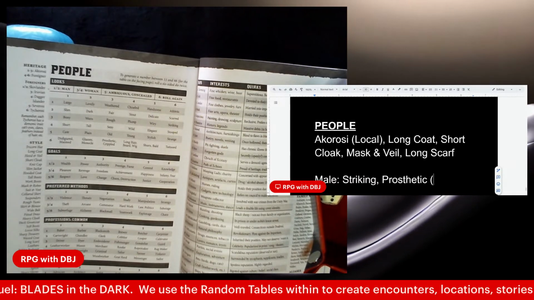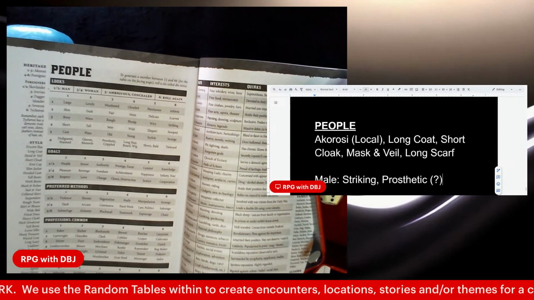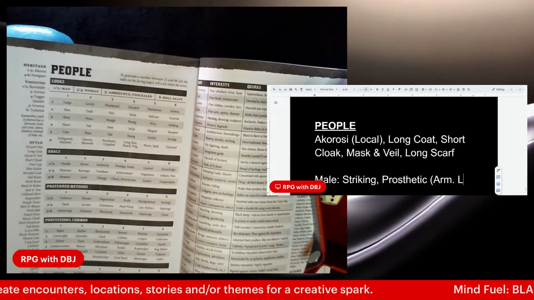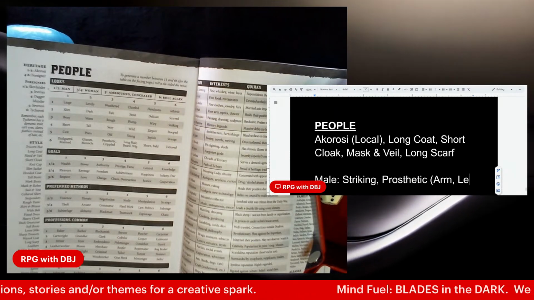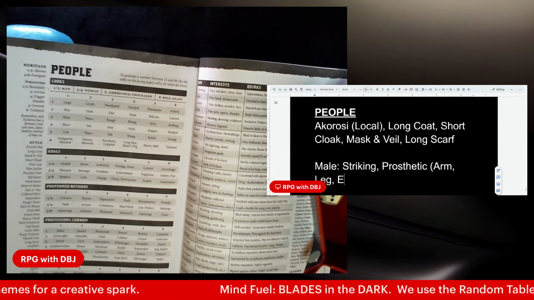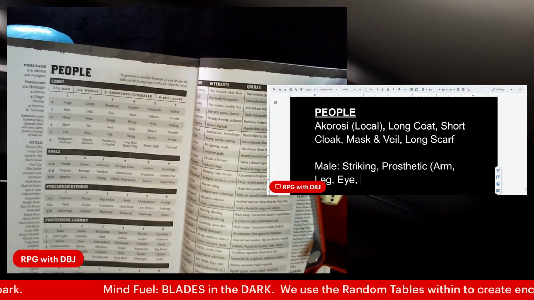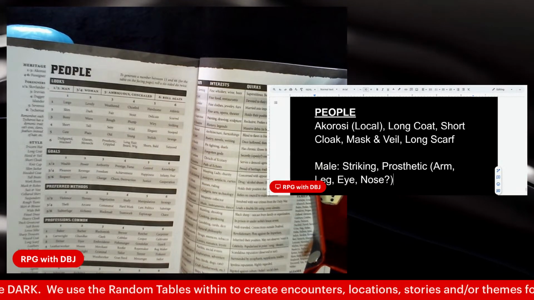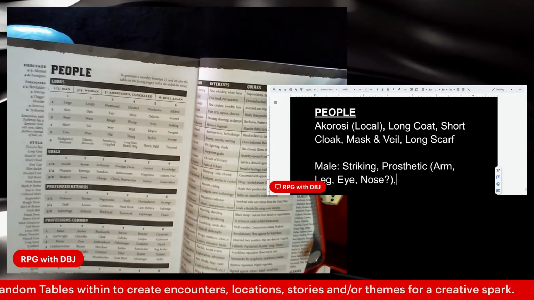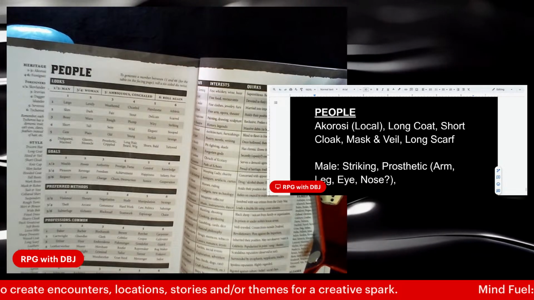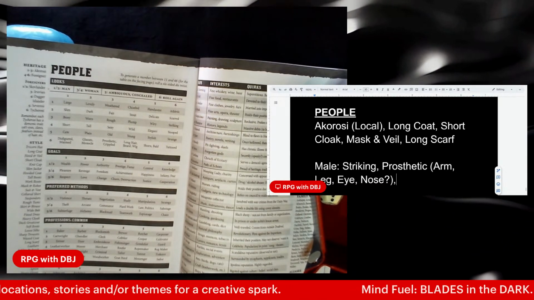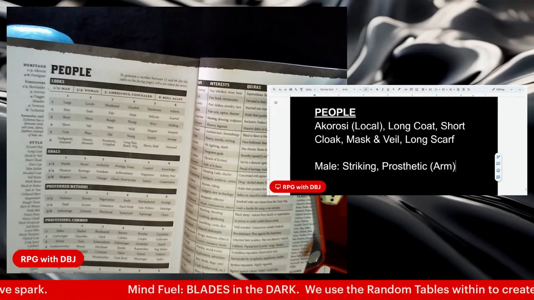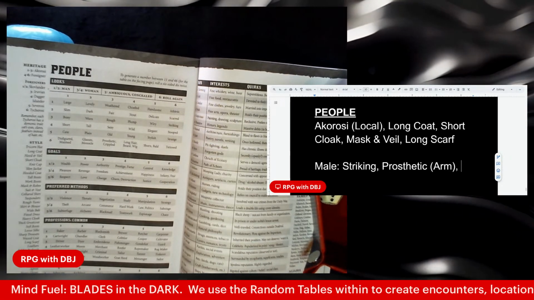And, question mark, prosthetic what? Arm, leg, eye, nose. Don't know, but an artificial something sounds kind of weird. Let's go with the arm. Prosthetic arm. Goals. What does this person have?